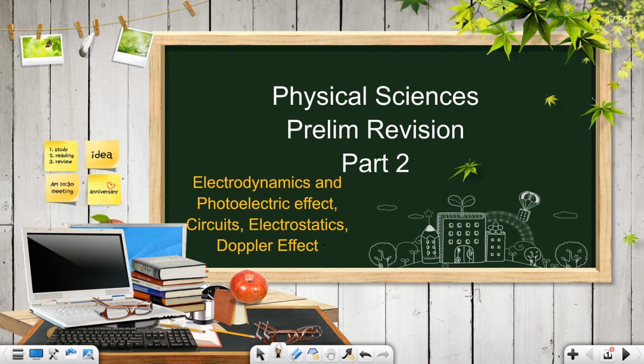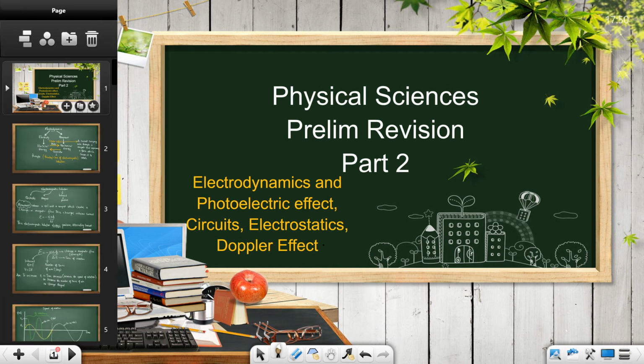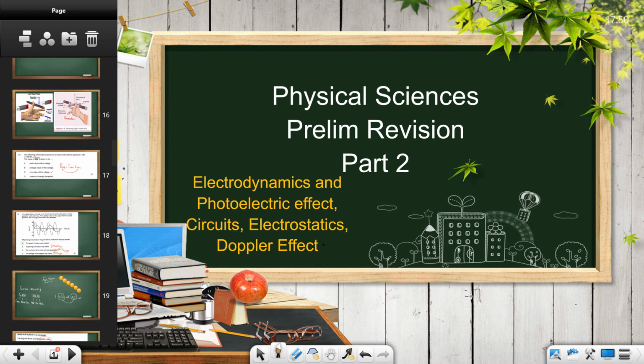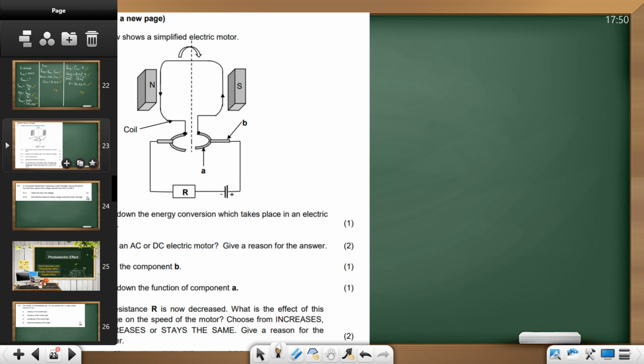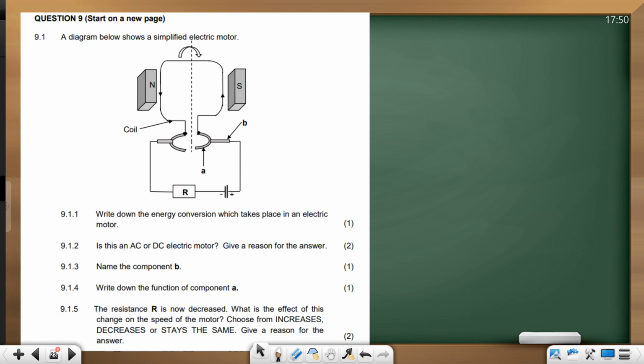Okay, as we journey through our physics preparation, I'm going to look at photoelectric effect. But just before that, let's get some 10 free marks here that everyone should be able to get under generators.